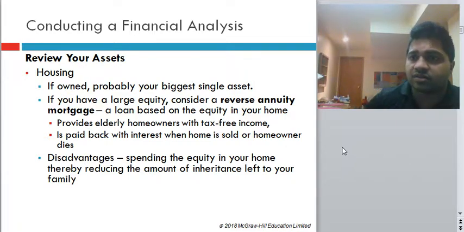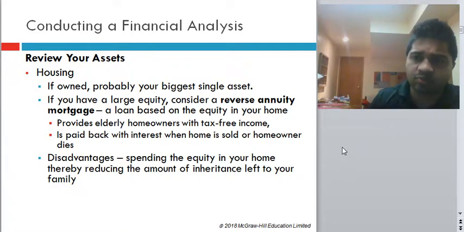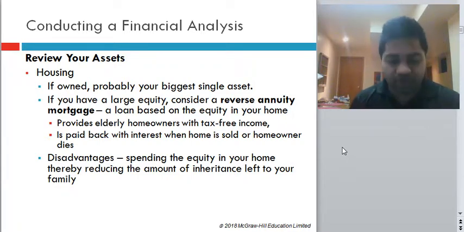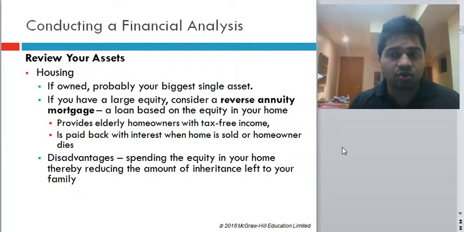Now, step one: review whatever you have. The biggest asset most people have is their house. So if you own it, it is probably your biggest asset. A very good way to plan for your retirement is to build your home equity. So buy a house, take a mortgage, and pay it off until your retirement. When you are retired, you have a house that has a lot of value if prices keep going up. So you have two options there.